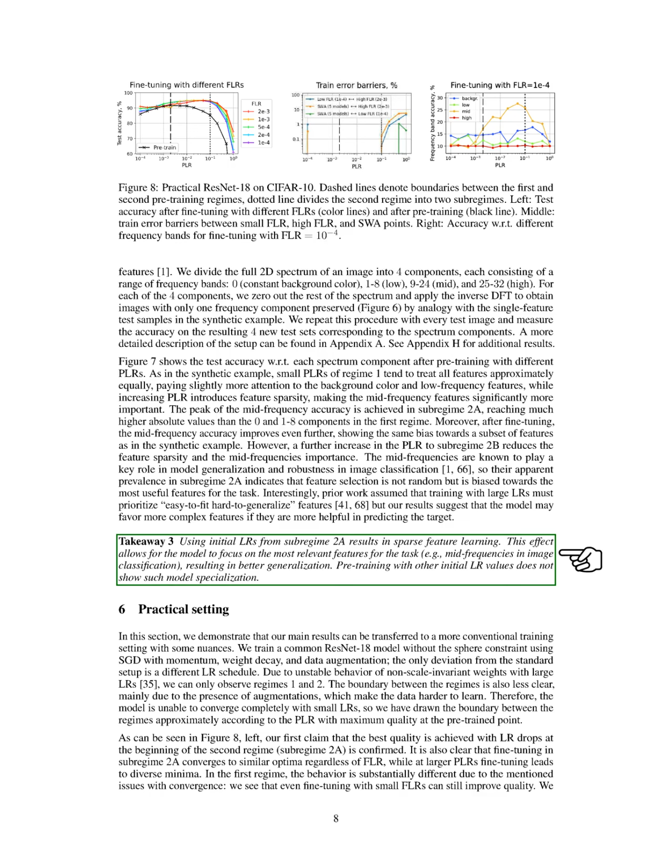Using initial learning rates from the second subregime leads to sparse feature learning, allowing the model to concentrate on the most relevant features for the task, resulting in improved generalization. In contrast, pre-training with other initial learning rate values does not exhibit this model specialization.